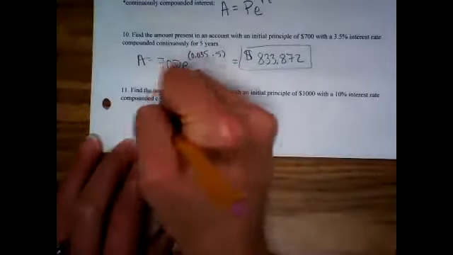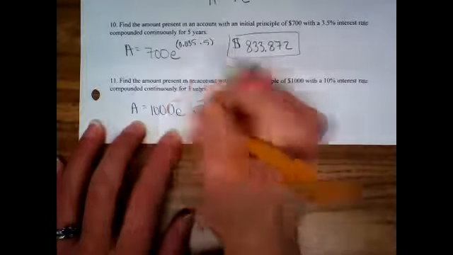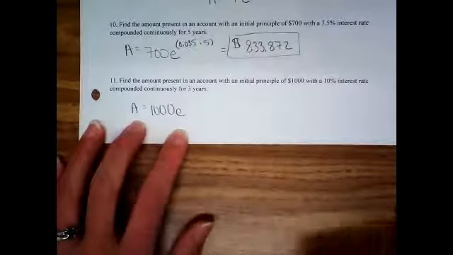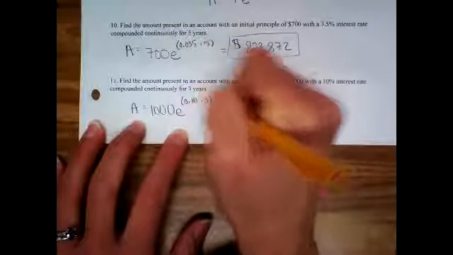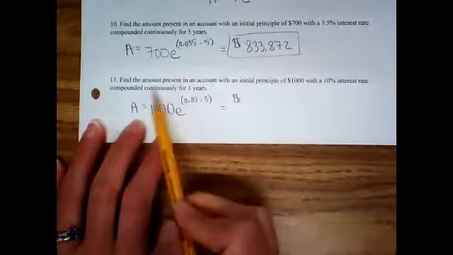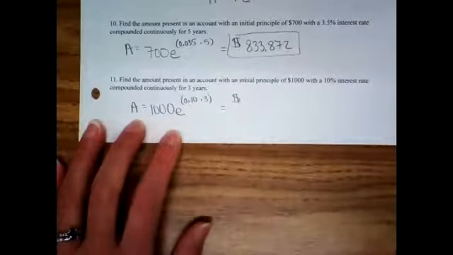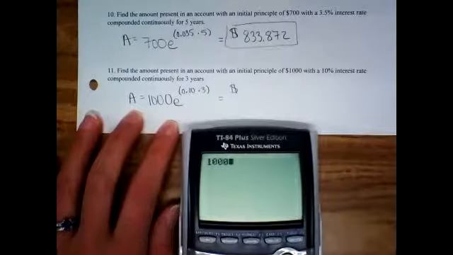All right, and then for number 11, principal is 1,000. E to the power, interest rate is 0.10, and then times 3 years. And again, the reason we're using PERT is it says continuously. So go ahead and try and type that one. Again, to get E on there, it's second ln.